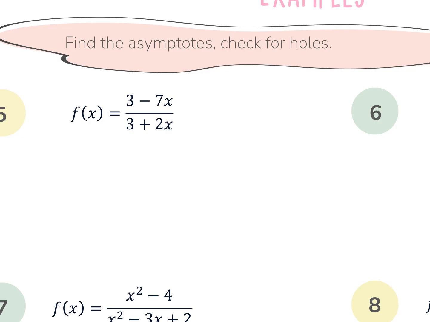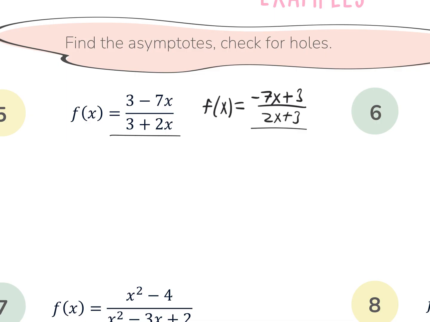This first one, the top and the bottom are not in standard form, so that might throw some people off. Just to make sure that we're not making any mistakes, I'm going to rewrite it in true standard form. So I'm going to have negative 7x plus 3 on top, and then 2x plus 3 on the bottom. This is exactly the same. I didn't change anything other than the order of the terms. So I'm just going to look at this one for now.